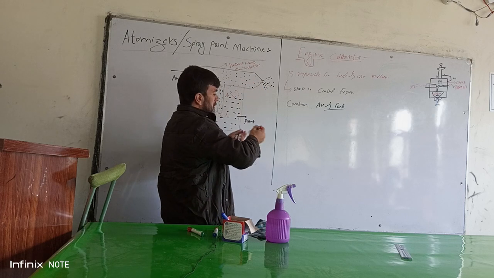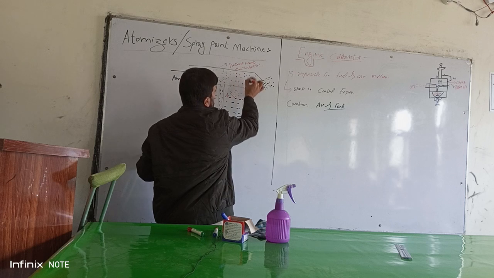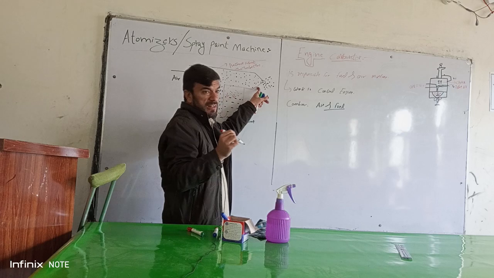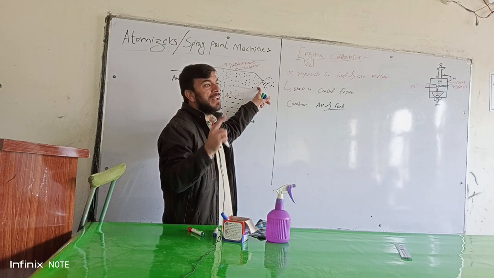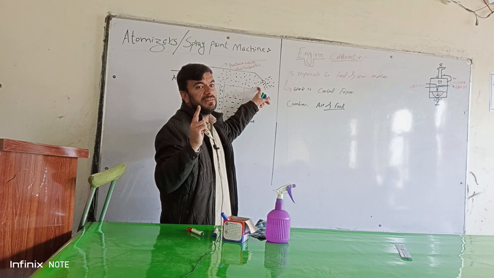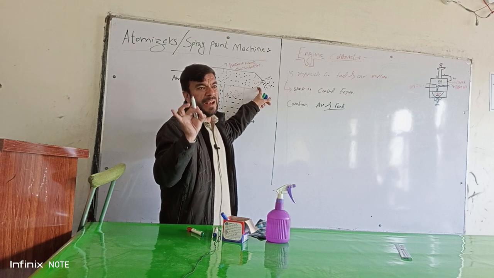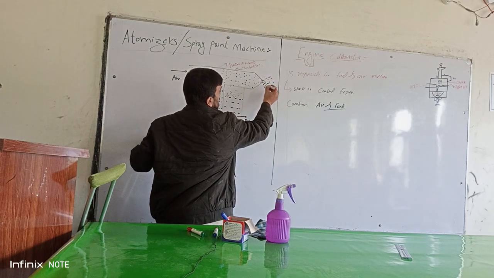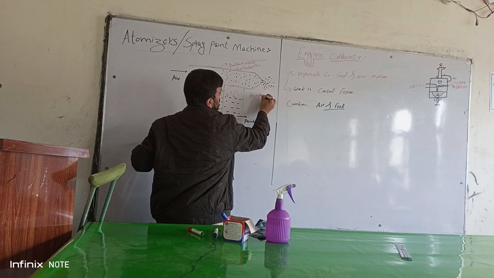This is paint, and here air is mixed with this paint. And this is the nozzle through which the paint will come out. But now it is not just a paint. Now it is air paint mixture. Here we see molecules of air also. Air paint mixture.